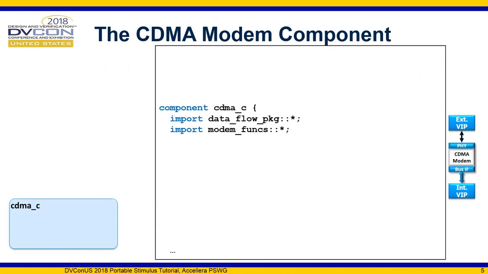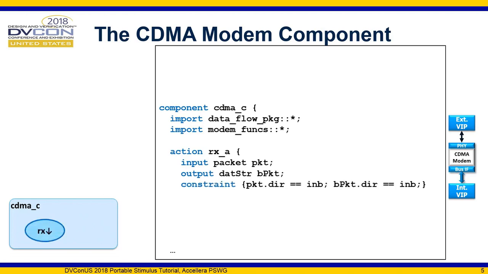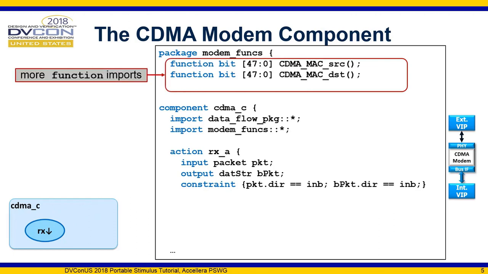So Tom already talked about the LTE modem. I'll talk about the CDMA modem, and I'm going to use this as an opportunity to talk about pre-solve and post-solve exec blocks. Very similar to how things work in SystemVerilog, where I think we call it pre-randomize and post-randomize. So the receive operation on the CDMA block takes in a packet, puts out a stream, and has a constraint on the direction of both. We're importing some functions that know how to set up the source and destination addresses for this CDMA.